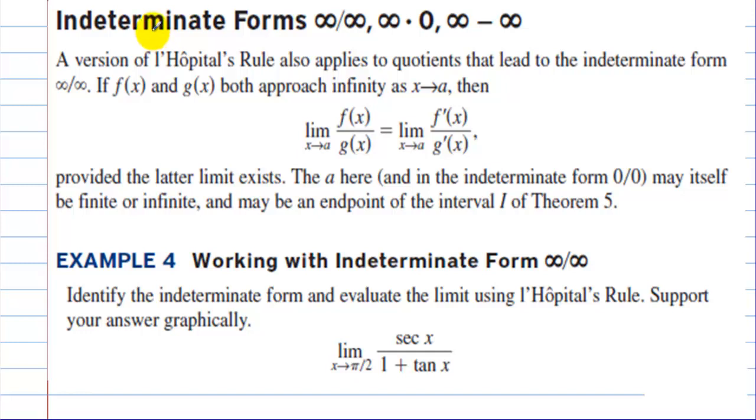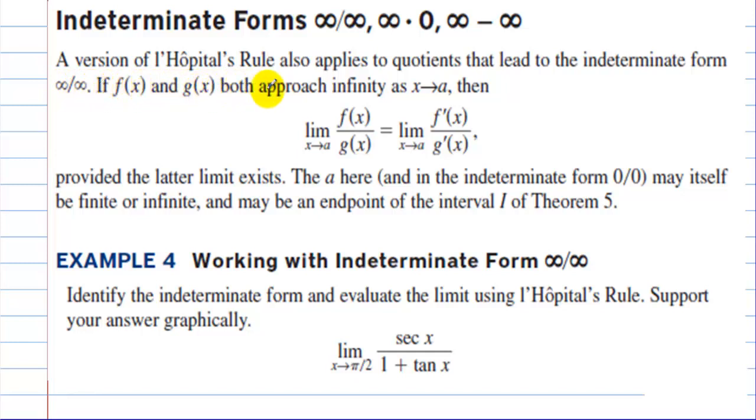This is section 9.2, day 2. We have indeterminate forms: infinity over infinity, infinity times 0, and infinity minus infinity. A version of L'Hopital's rule also applies to quotients that lead to the indeterminate form infinity over infinity.